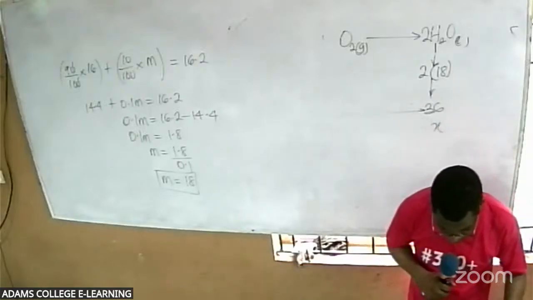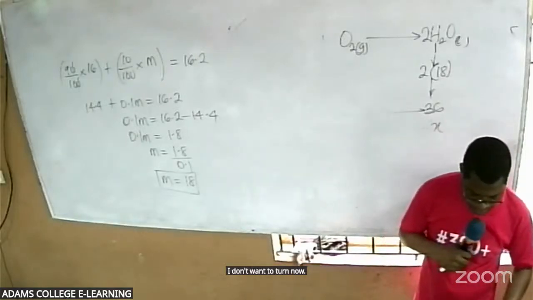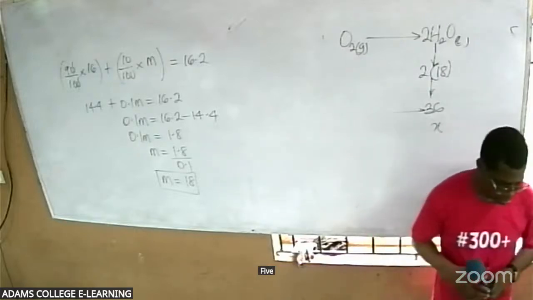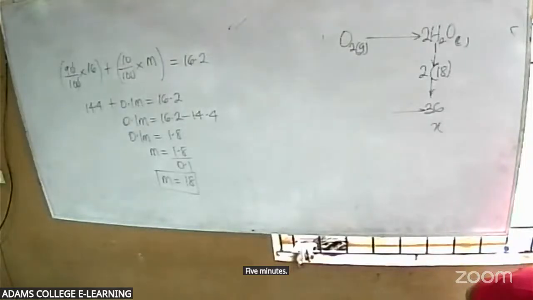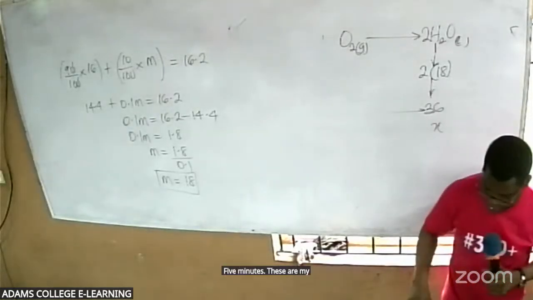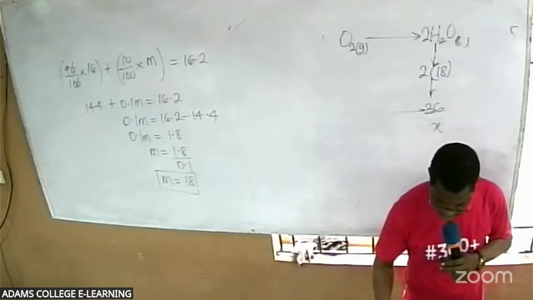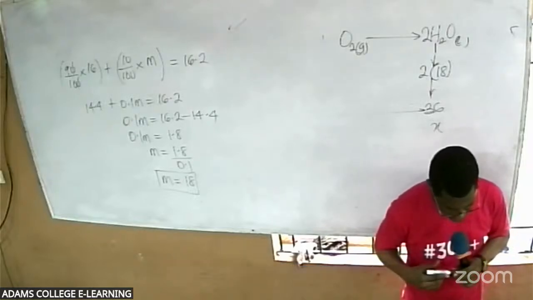Okay, I don't want to do 10 now. Let's go. Number 11 to 20. Five minutes. This is my timer now. Phone is not here. Yeah, 11 to 20. No time.